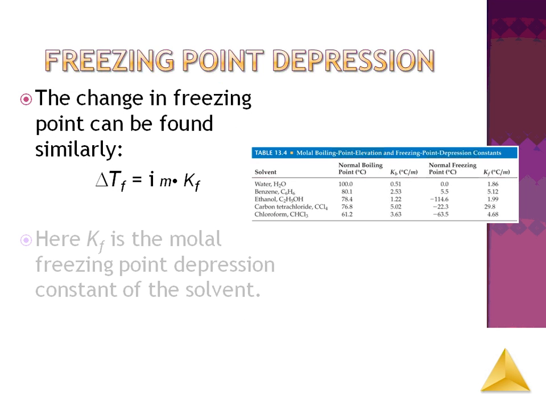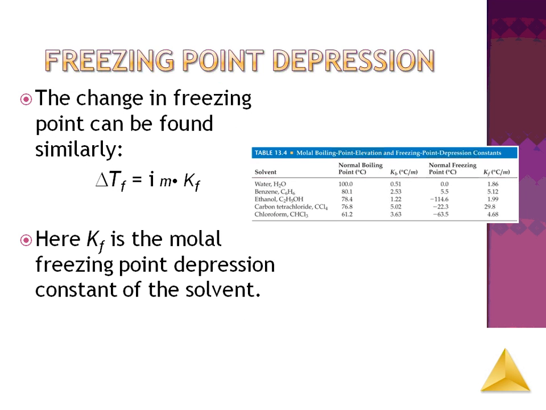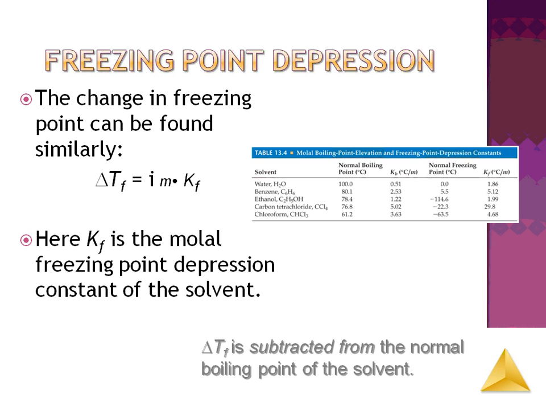And freezing point depression, same formula. Now we have the Kf as our new constant, the molal freezing point depression constant. Boy, that's a mouthful. And same deal there. We're going to subtract it from the normal one. We got our Van't Hoff factor, our molality, the whole deal.